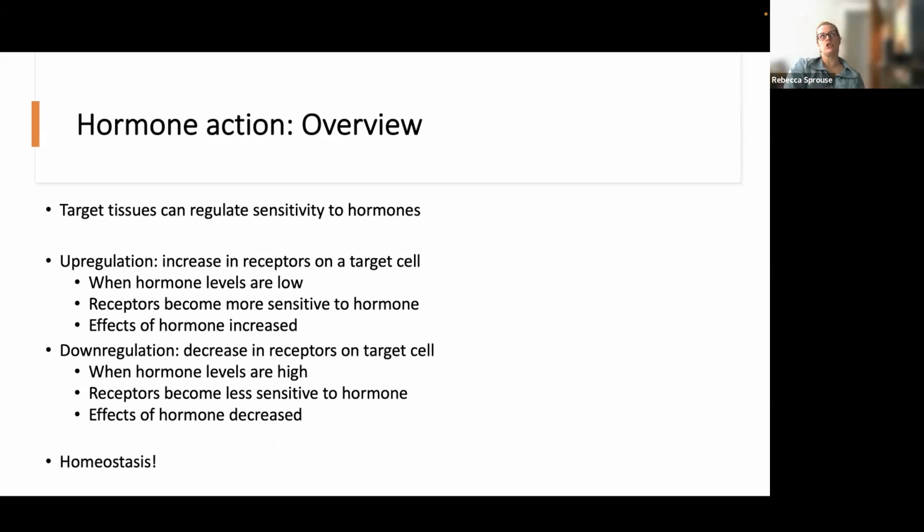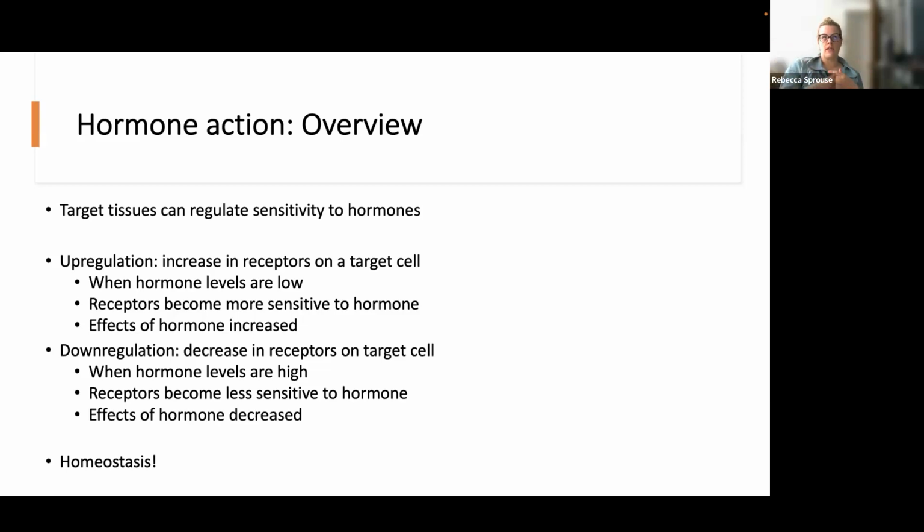So target tissues. Remember that a target cell has a specific receptor for the hormone, and that hormone can't affect that cell unless that target cell has the correct receptor for that hormone to bind to. And some target cells are more sensitive to some hormones than others. And it does that through the number of receptors that are available for binding.